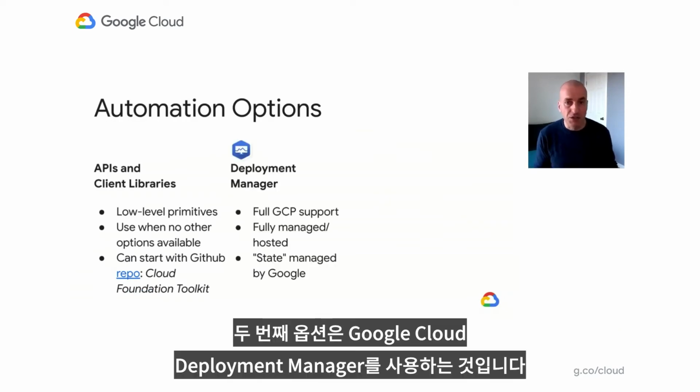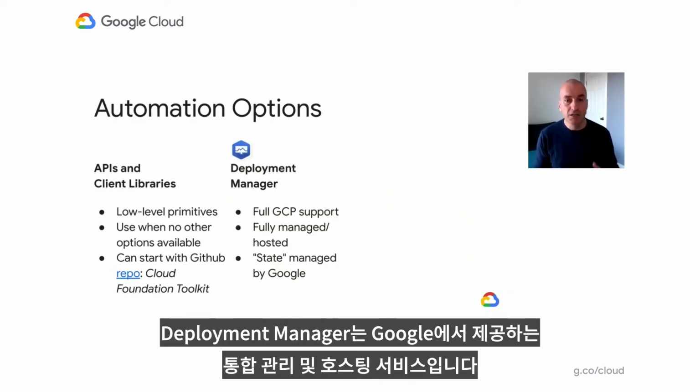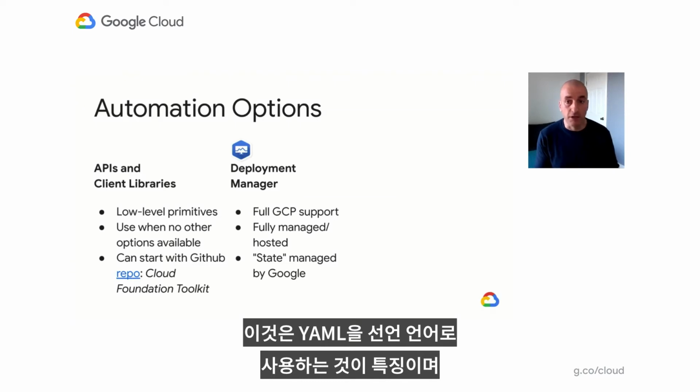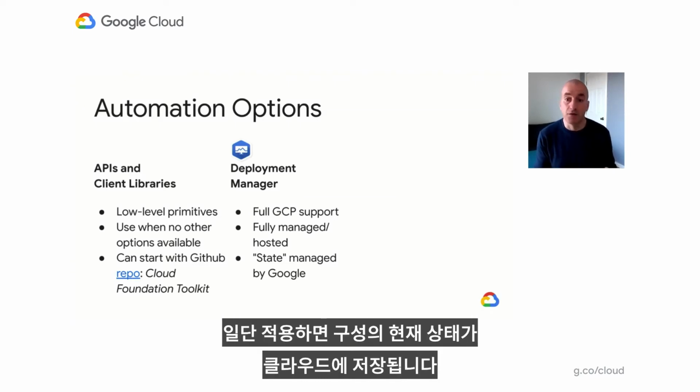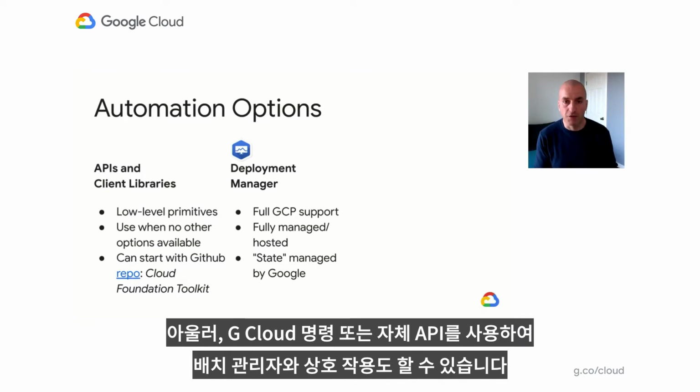Your second option is to use Google Cloud Deployment Manager. This is a fully managed and hosted service provided by Google. It uses YAML as its declaration language, and the current state of your configuration once you apply is then stored in the cloud. You can interact with Deployment Manager using gcloud commands or its own APIs.